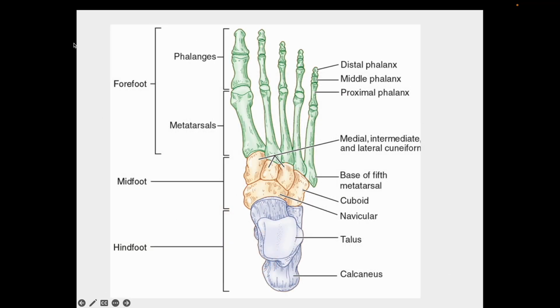So we're going to start talking about the actual amputation levels first, and I'm going to start distally and move more proximally.